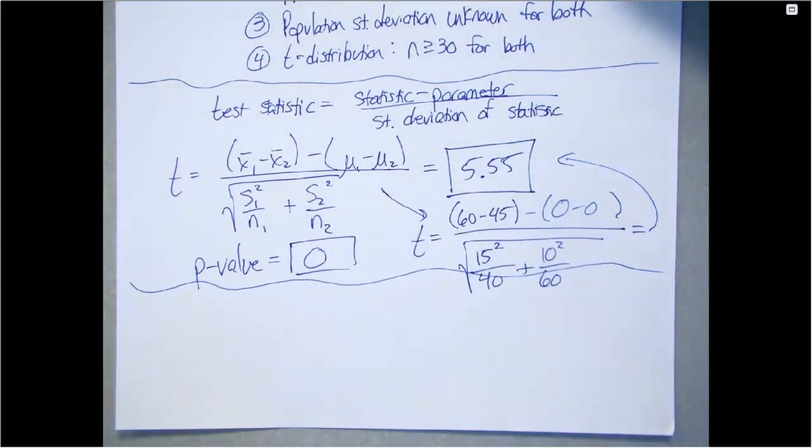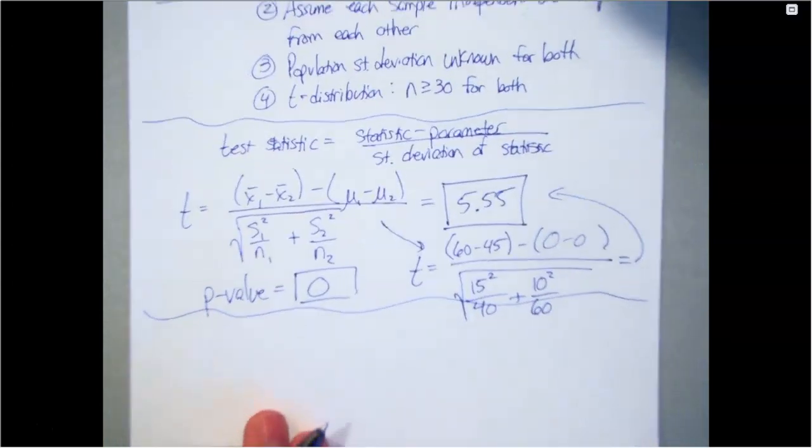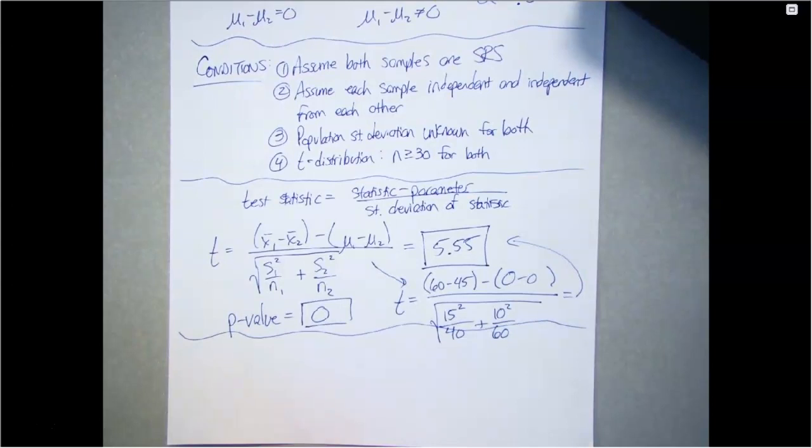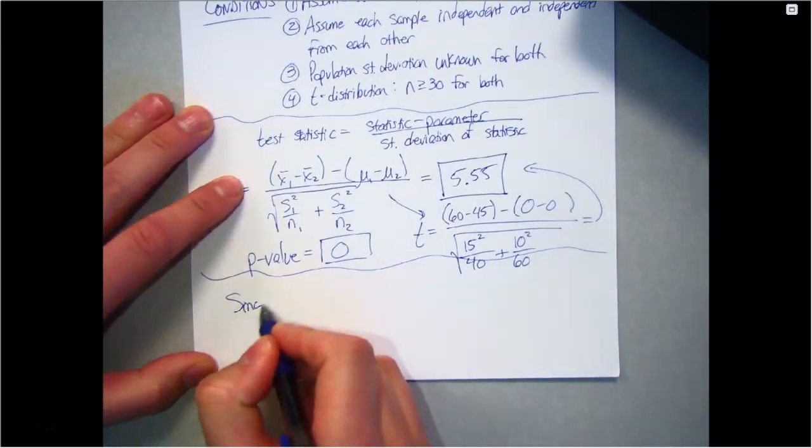So then we can decide, right? Our p-value is less than... I'm sorry, our p-value is less than alpha. So what are we going to do with HO? Reject. Good.